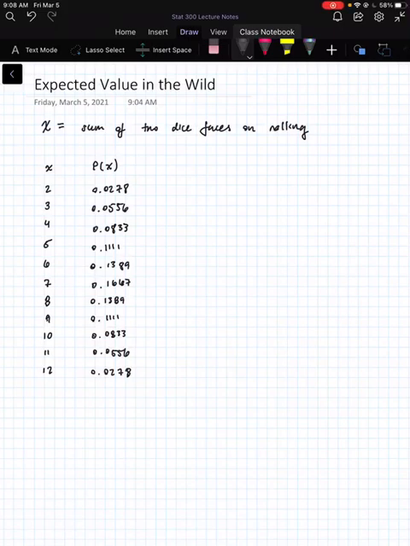Let's now work with expected value with some concrete examples, hoping to illustrate both the computations involved to find the expected value of a random variable, but also to illustrate what it could mean in the context of these real-world examples. So, to jog your memory, we're working with, again here, the random variable that represents the sum of two dice faces when we roll two balanced six-sided dice.